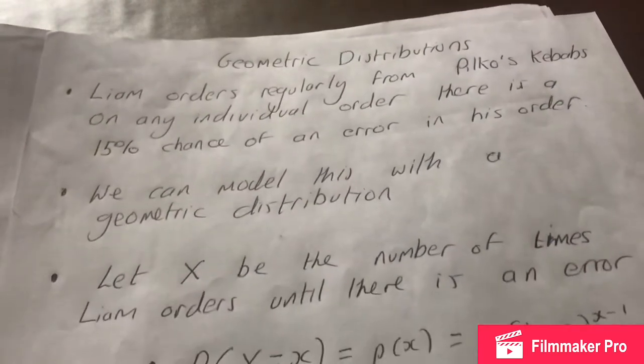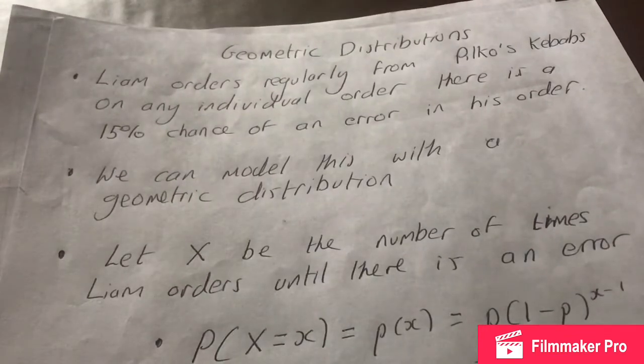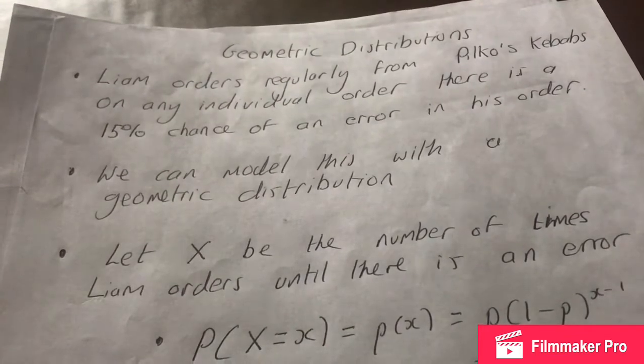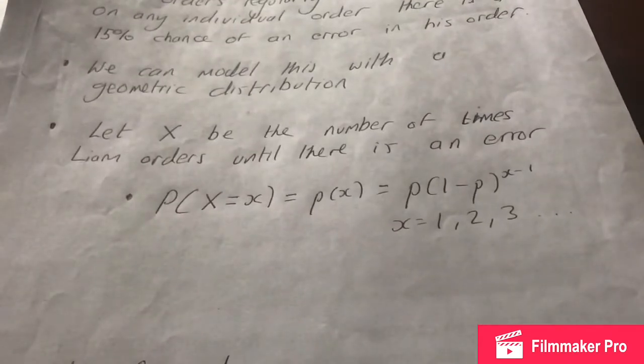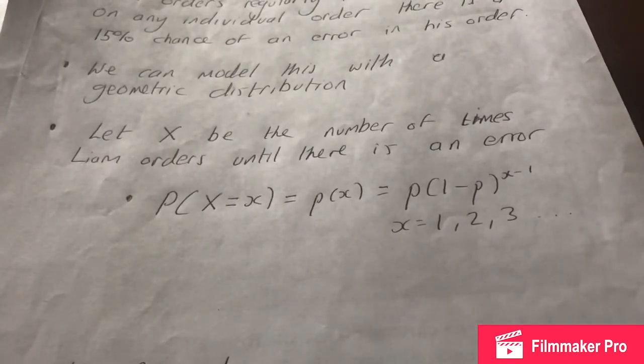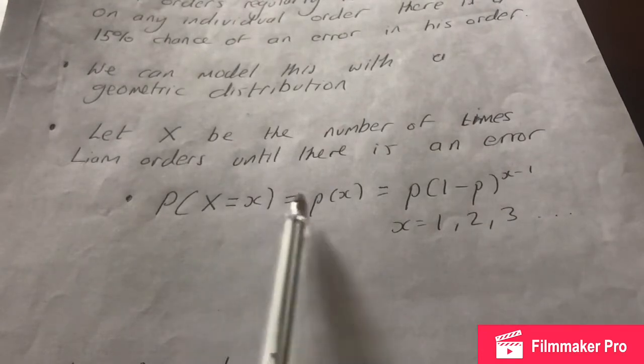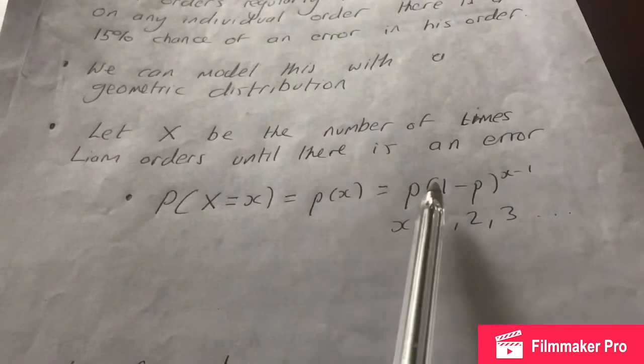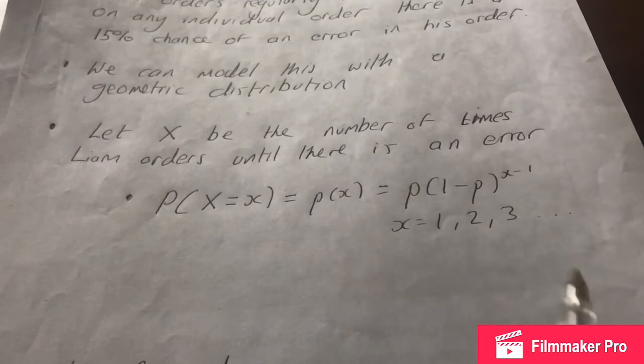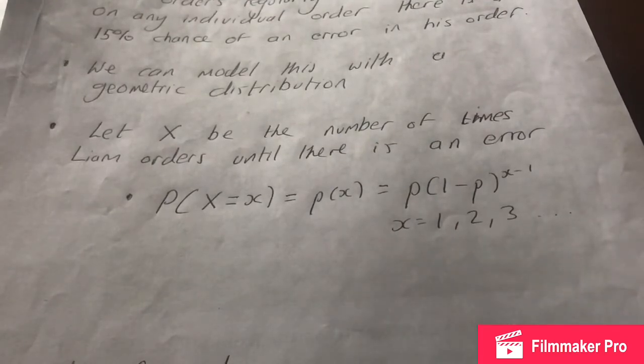So we're going to look at this in the context of a geometric distribution. Now, a geometric distribution is how long we have to wait for something to happen. So let x be the number of times Liam orders until there is an error. So the probability that X equals some value x is p times (1 minus p) to the power of x minus 1. X is always an integer because it's the number of times we're waiting for something.